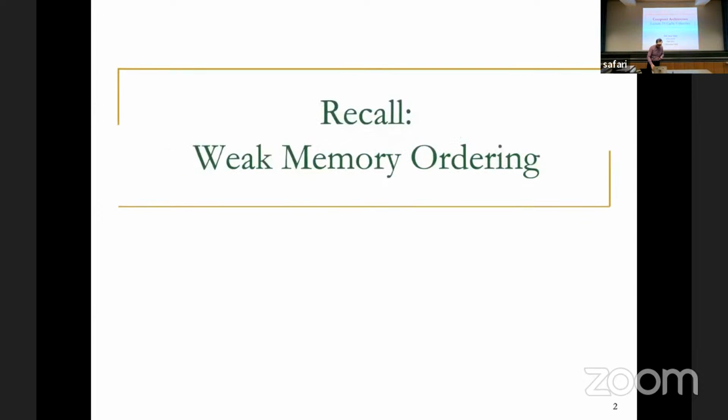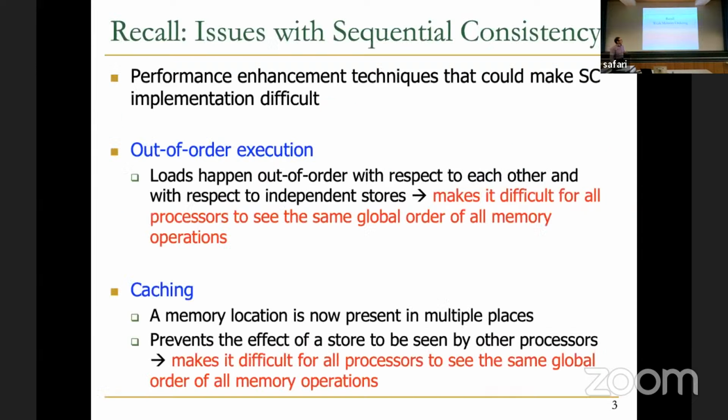Just to warm up your caches, we were talking about weak memory ordering in the last lecture. I will briefly go over that to see if you have any questions. If not, we will move on to cache coherence. Basically, we discussed sequential consistency, why it's important, and that there are some issues with it. It's too strong of an ordering requirement, basically.